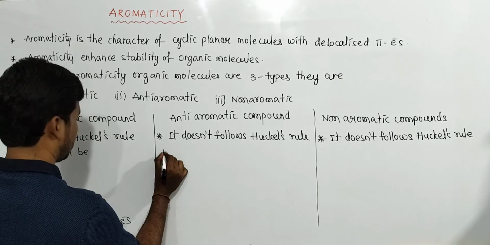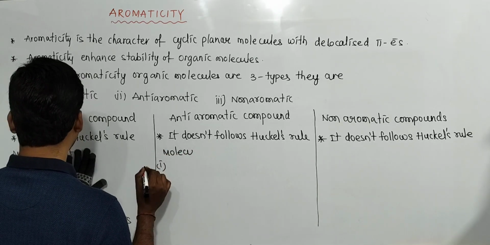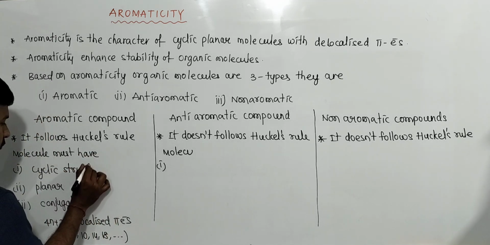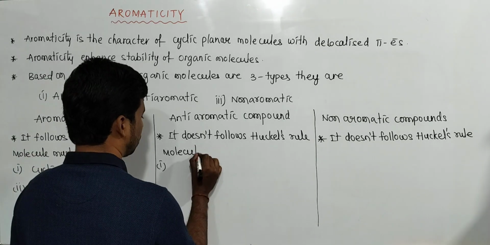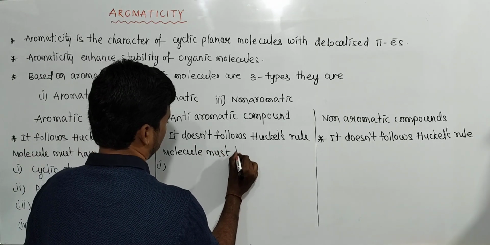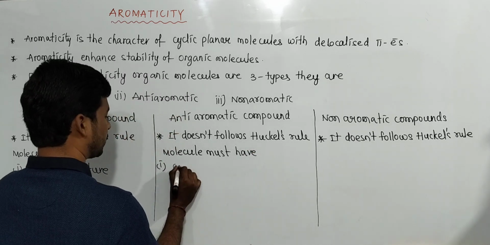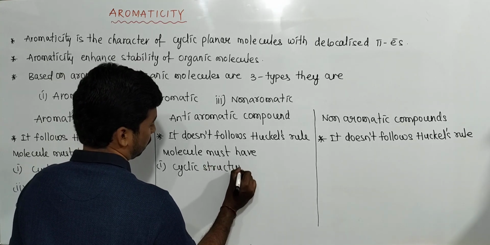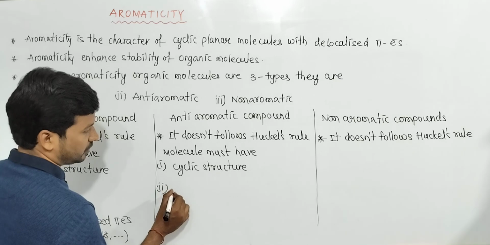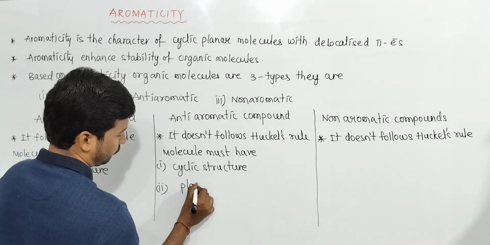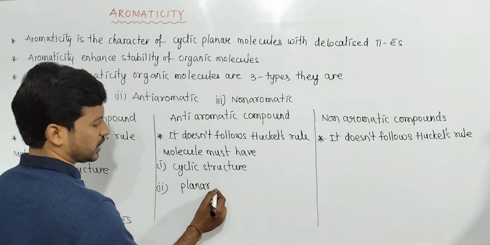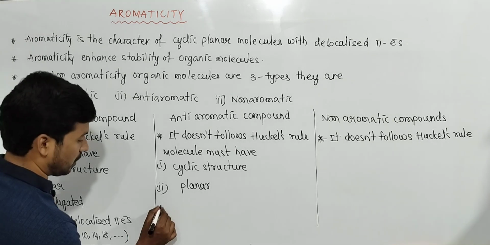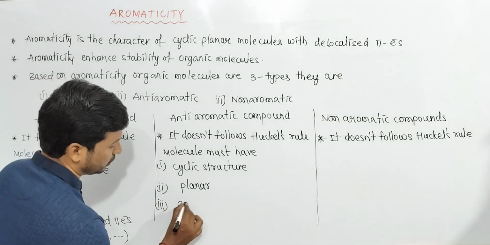Next, anti-aromatic compounds. Molecules must have a cyclic structure. Second, they are also planar, in the sense of sp or sp2 hybridization, not sp3. If an sp3 carbon is present, that molecule is not planar. Third, the molecule must be a conjugated system.